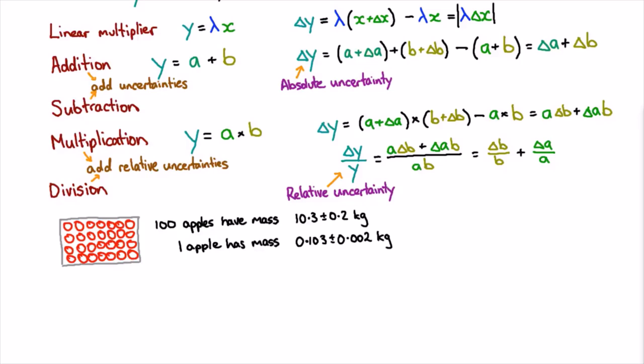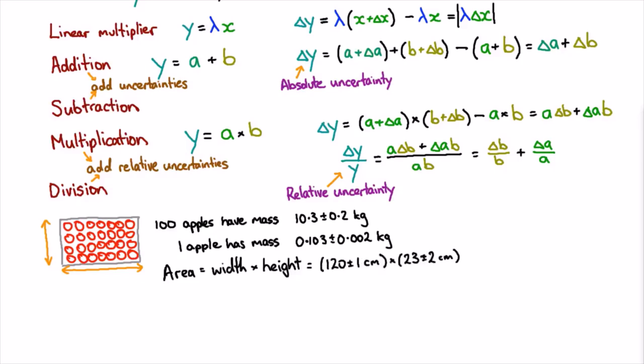Now suppose we wanted to know how much area the box has on one side. And we measured its height and its width. And if we measured some values for the width and the height with a particular uncertainty, then it's easy enough to get the average area. We simply multiply our width by our height. But what do we do for the uncertainty?